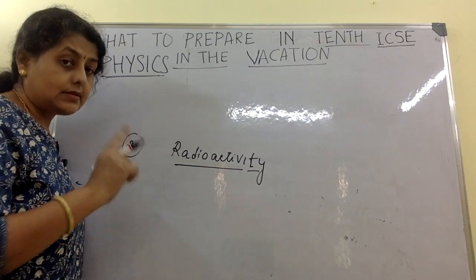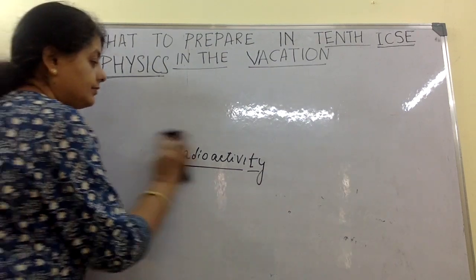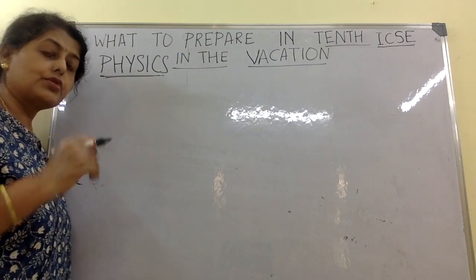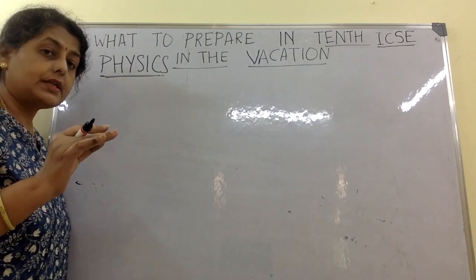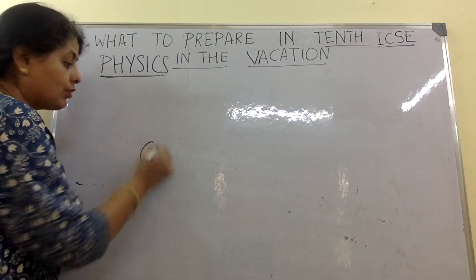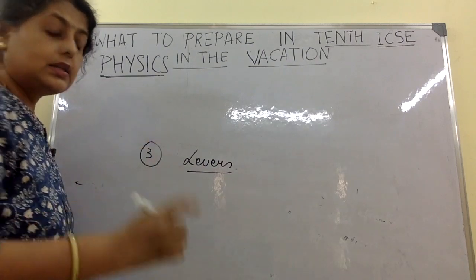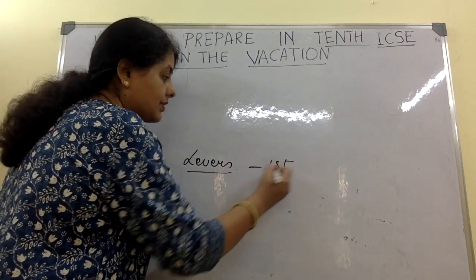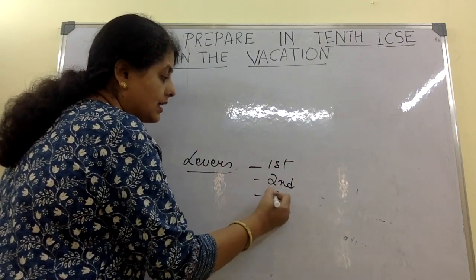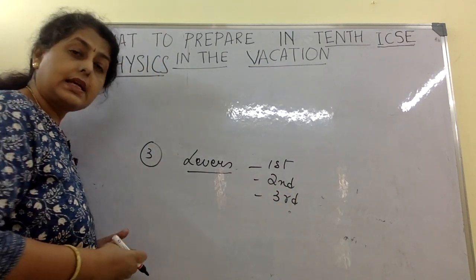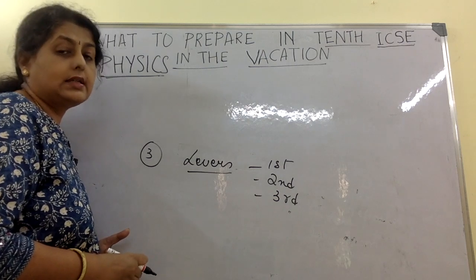Okay, what is the third chapter? Now the third one I'm not telling one full chapter because one full chapter means a lot of other things. But the third one, what I want you to do is these levers. Okay, it is in machines. The first class type, the second type and the third type.